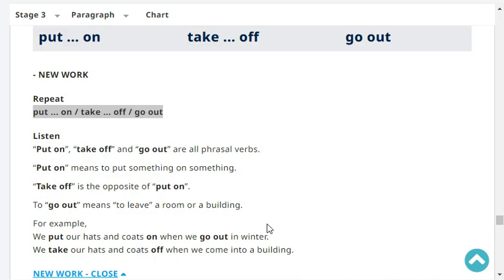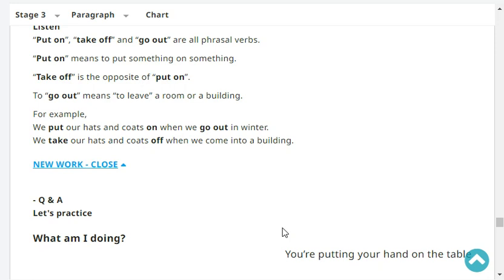Very good. Okay, listen. Put on, take off, and go out are all phrasal verbs. Put on means to put something on something. Take off is the opposite of put on. To go out means to leave a room or go out of the building. For example, we put our hats and coats on when we go out in winter, so we won't feel cold. We take our hats and coats off when we come into a building.